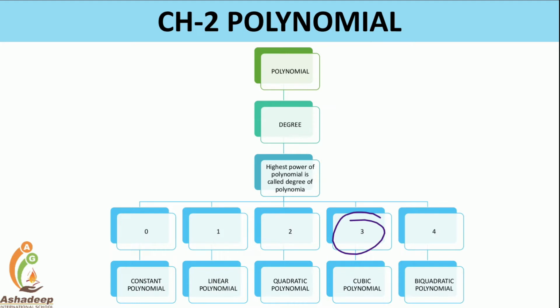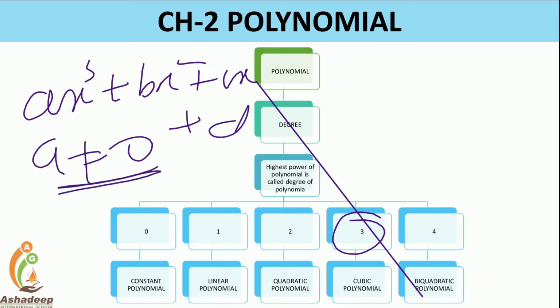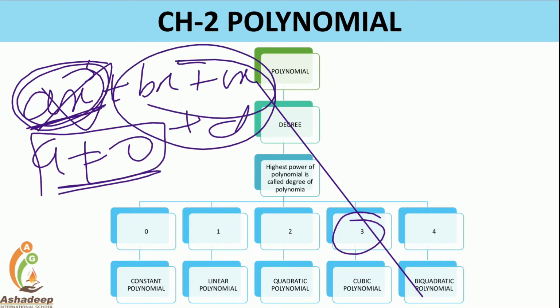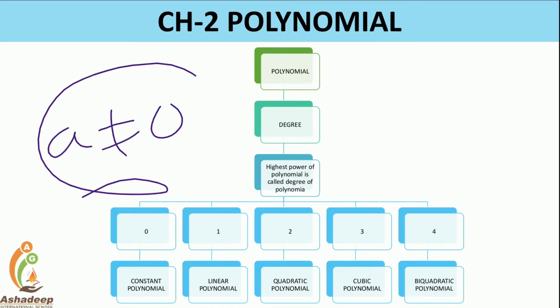Now for degree 3, what I can write is ax cube plus bx square plus cx plus d. Here a is not equal to 0 is a compulsory condition in each and every polynomial. Why? Because if a becomes 0, this term is eliminated and this term remains, and here the power is 2, so the degree is 2, and this becomes the quadratic polynomial. So that is why this is a compulsory condition, that a is not equal to 0.